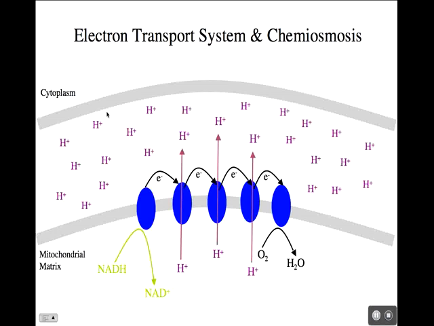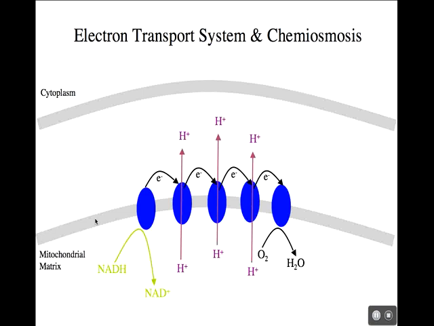This is called proton motive force. Proton motive force is the huge concentration difference of protons across the inner membrane of the mitochondria. It's a form of potential energy. You have all of them on one side. They would love to come to the other side.